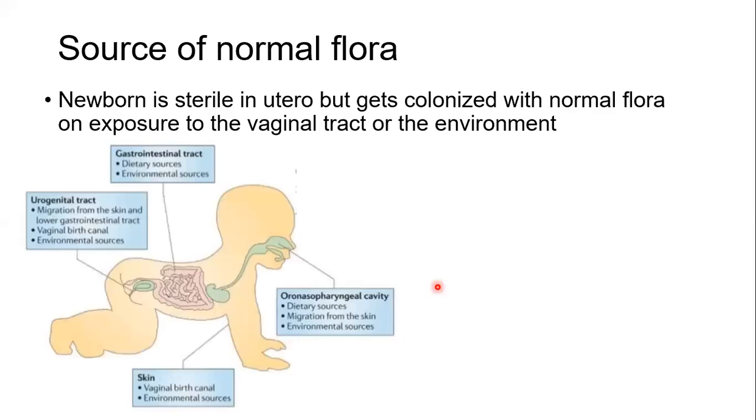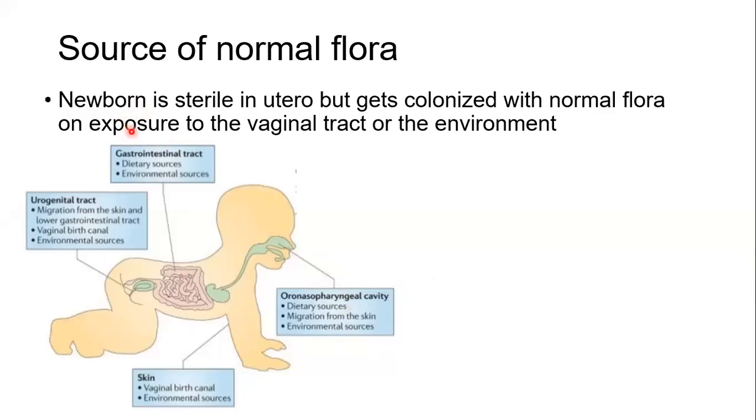So where does it come from? Newborns, as long as they're in utero, are sterile. They do not have any bacteria on them. But then as they move down the vaginal tract during delivery, they get exposed to, or they rub against bacteria. They can also inhale bacteria or even swallow. For example, if there's meconium, they can swallow that and then establish normal flora within their system.